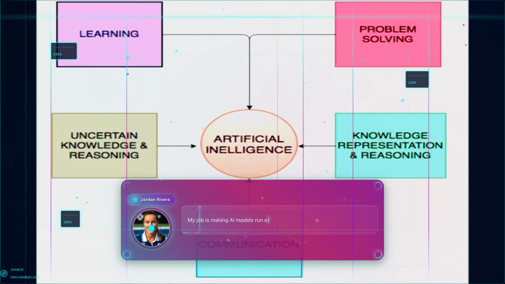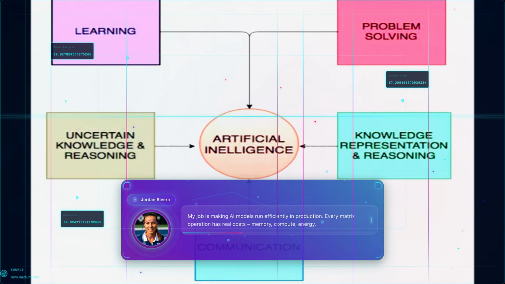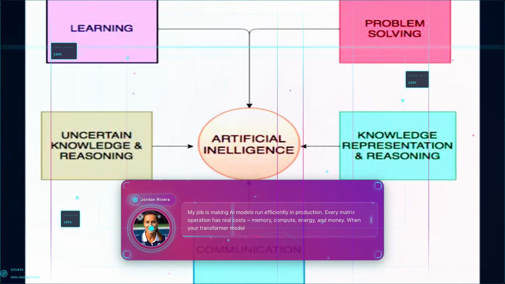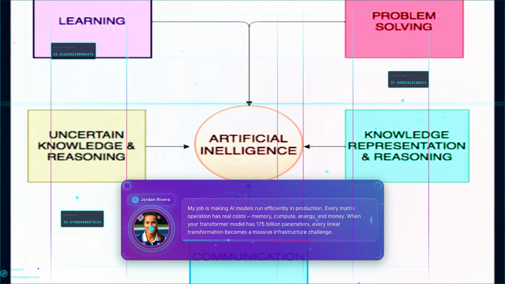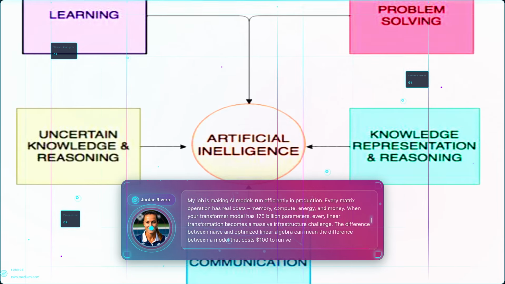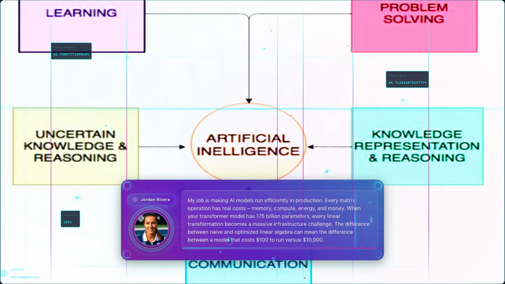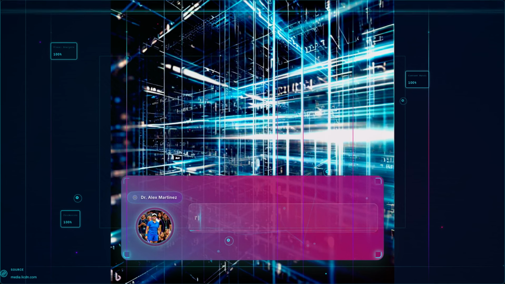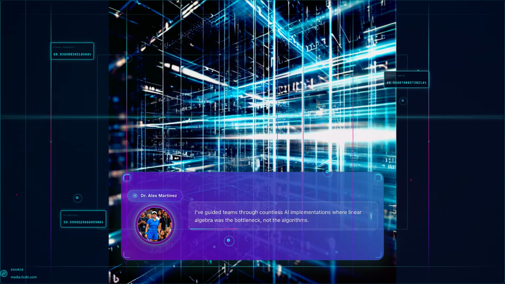My job is making AI models run efficiently in production. Every matrix operation has real costs: memory, compute, energy, and money. When your transformer model has 175 billion parameters, every linear transformation becomes a massive infrastructure challenge. The difference between naive and optimized linear algebra can mean the difference between a model that costs $100 to run versus $10,000. I've guided teams through countless AI implementations where linear algebra was the bottleneck, not the algorithms.